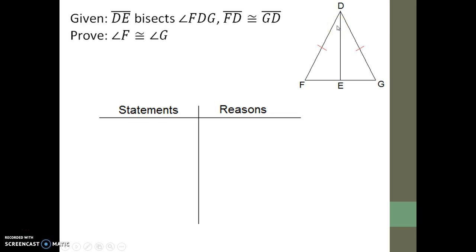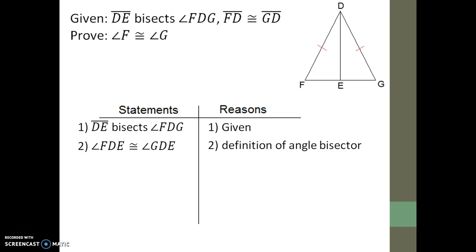So what's that going to mean about this angle right in here with this angle? Well, they'll be congruent. Then we'll have what? A side and then an angle with this side and angle. And let's just double check. What are we trying to prove? Not that the two triangles are congruent, but we're trying to prove just angles. So we're probably going to use CPCTC. And let's see, all right, given, good. Again, why were these two angles congruent? By definition of angle bisector.